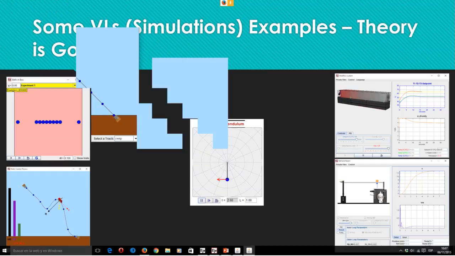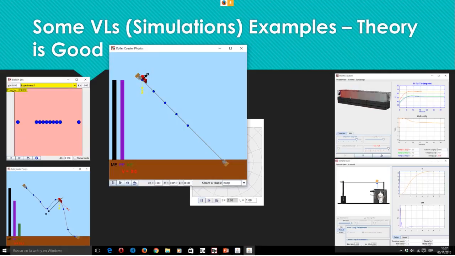Basically this is a roller coaster and I can play it, and then the roller coaster goes up and down, and I have the potential energy and the kinetic energy measured by these bars. But the good thing about the simulation is that it is interactive, so I can change the shape of the roller coaster and see how that affects the movement. It's interesting for students to see the relation between potential energy and kinetic energy and the conservation of total energy. So this is a very simple one.